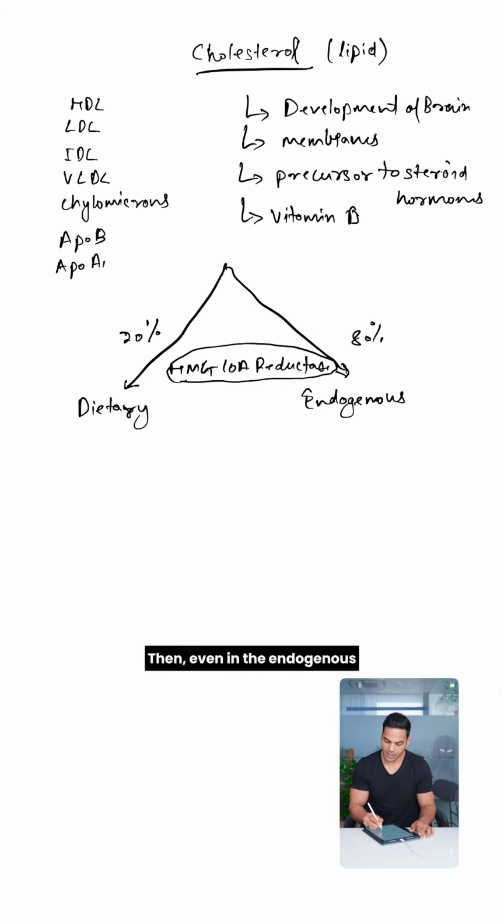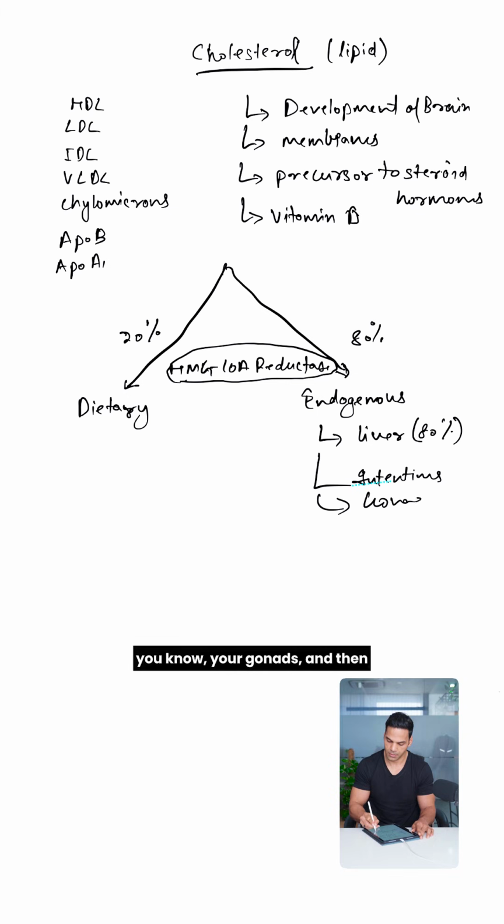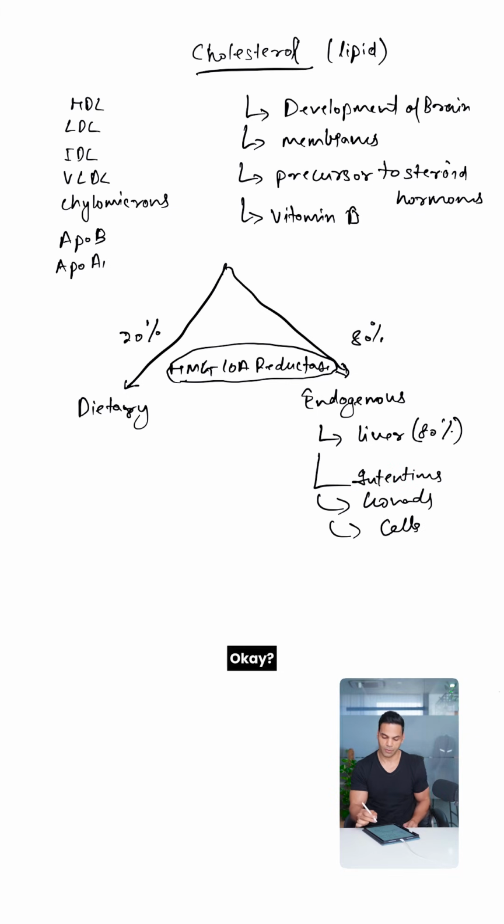Then even in the endogenous production, most of the cholesterol is largely produced by your liver, roughly 80% I'd say, and the remainder is produced by, let's say, your intestines, your gonads, and then maybe other cells and tissues. Okay, so even in the endogenous production, the liver produces almost 80% of your cholesterol.